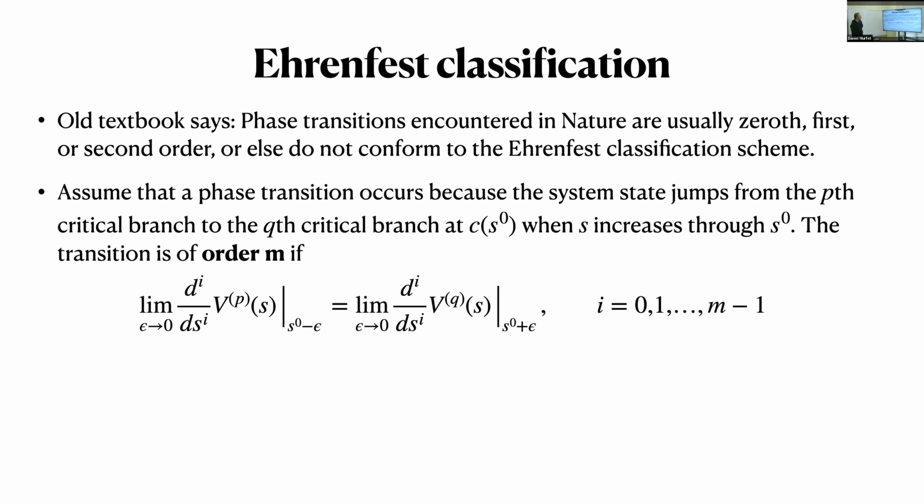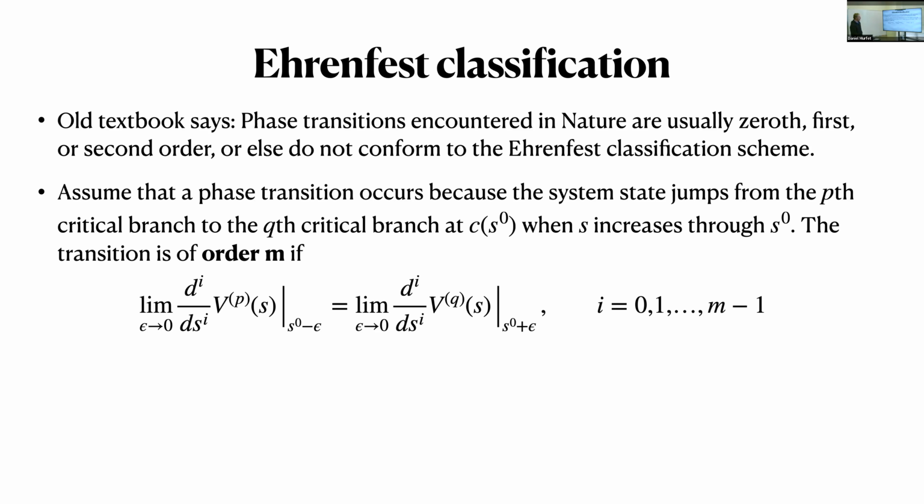These days, you probably wouldn't be that confident about saying that all the phase transitions in nature are 0th, first or second order, because we know many more phase transitions than we knew at the time this book was written in the 80s. But it's like learning about Newtonian physics first, right? You'll see people refer to the Ehrenfest classification because for many of the phase transitions you encounter, it's a useful characterization. Okay, and this is what it says.